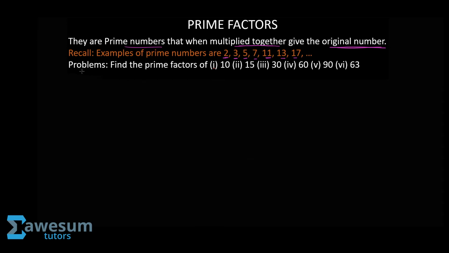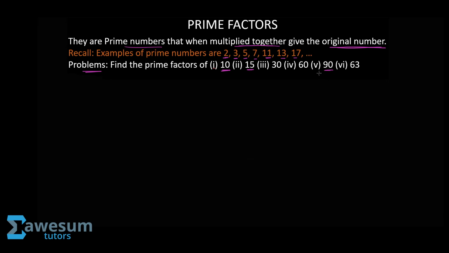Take for example, let's look at these problems. It says find the prime factors of 10. That means what are the prime numbers that when you multiply together will give you 10? What are the prime factors of 15? It means they are the prime numbers that when you multiply together will give you 15. What are the prime factors of 90? It means what are the prime numbers that when you multiply together will give you 90.